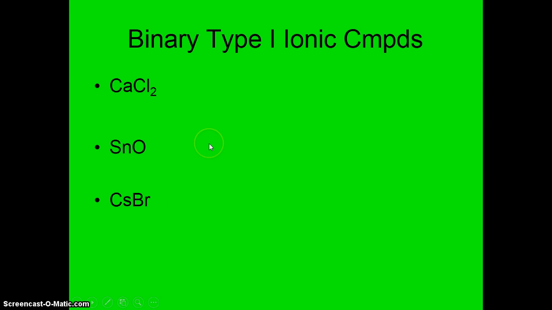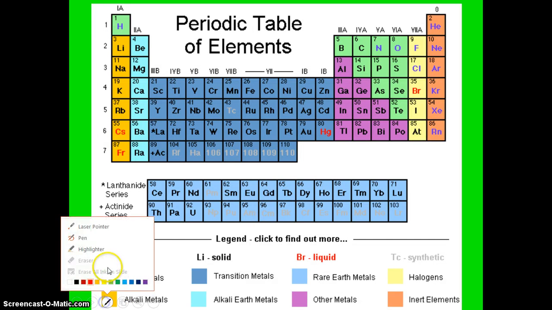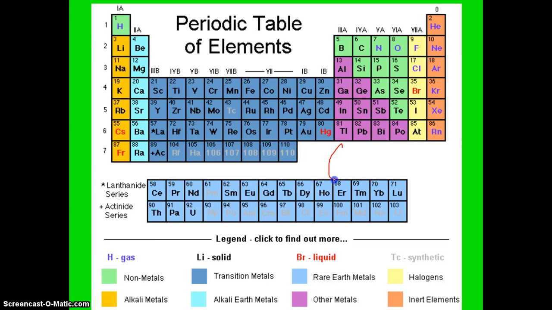Okay, we're going to look at these. Binary type 1 ionic compounds. It already tells you these are binary type 1s. So we look at it, CaCl2. Are there just two? Yes, they are. Are we dealing with type 1? Well, they told us we were. How do I know that I'm dealing with a type 1 with CaCl2? Okay, so what we were dealing with on that other page was CaCl2.